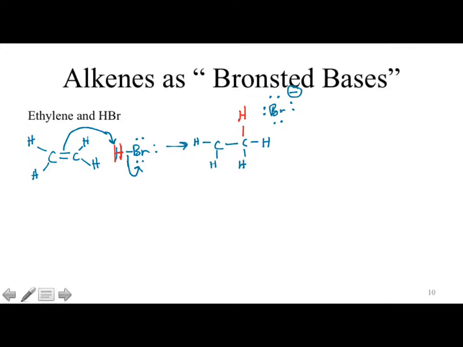Are we done? No. What's wrong with this? Our carbon's not happy. So what can we do with our structure to make sure that we show that that carbon is not happy? Make it obvious. We have to make it positively charged. Why is it positively charged? Because it lost electrons. Okay?